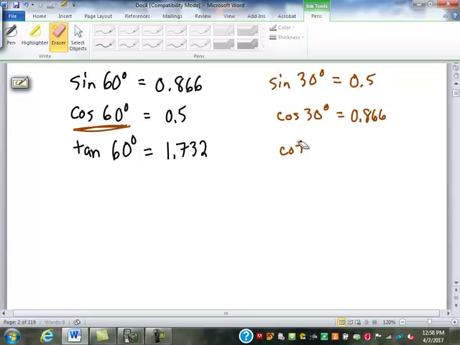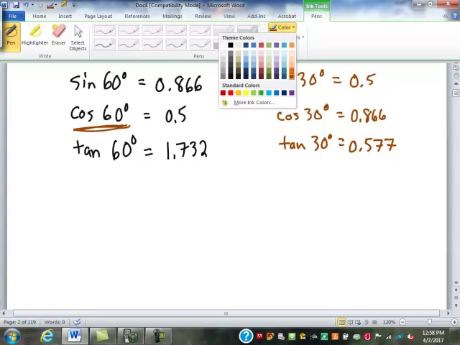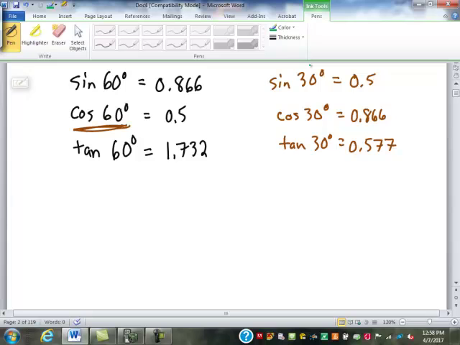Well, you don't have a cotangent key, so that's not going to work. We'll come back to that. The tangent of 30 degrees, 0.577. We're not to that yet, though. Any questions on finding those basic trig functions?